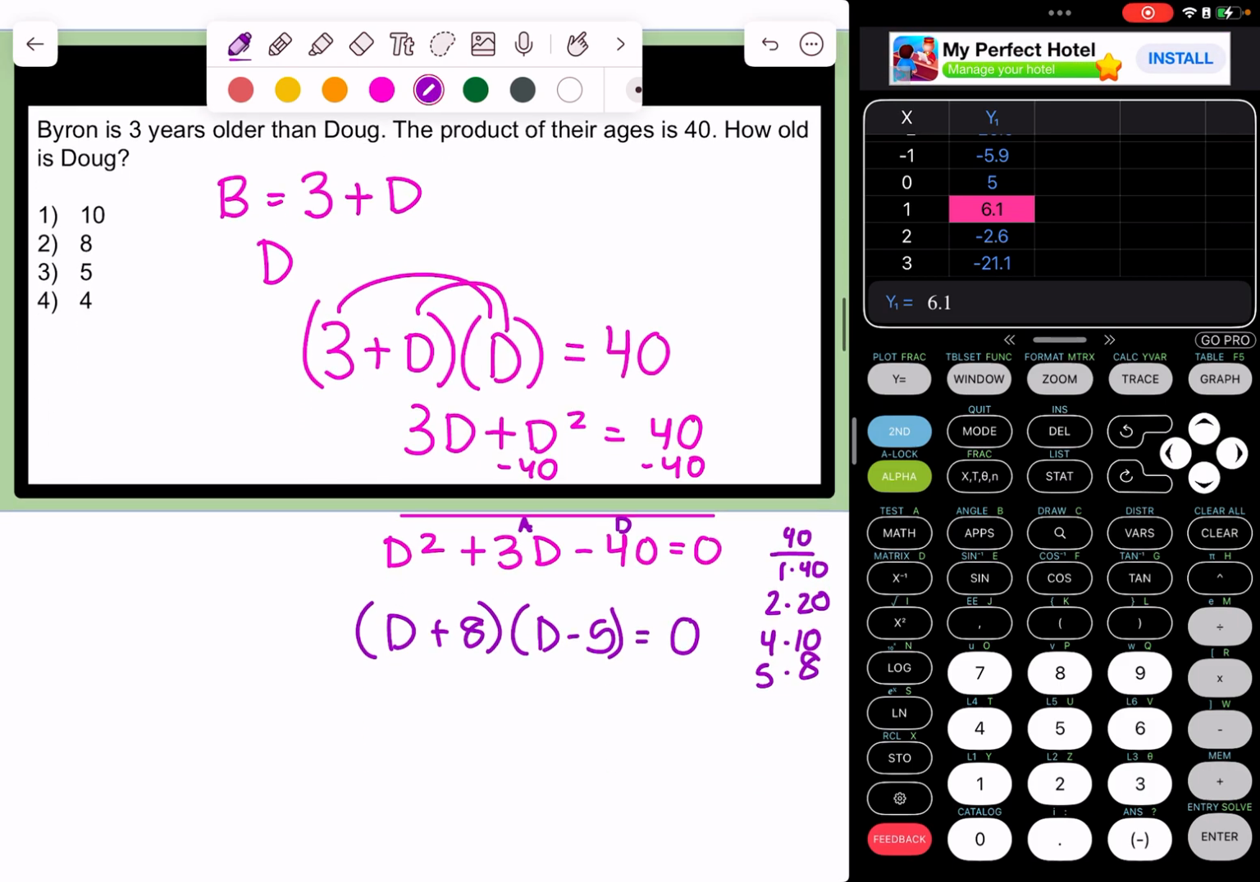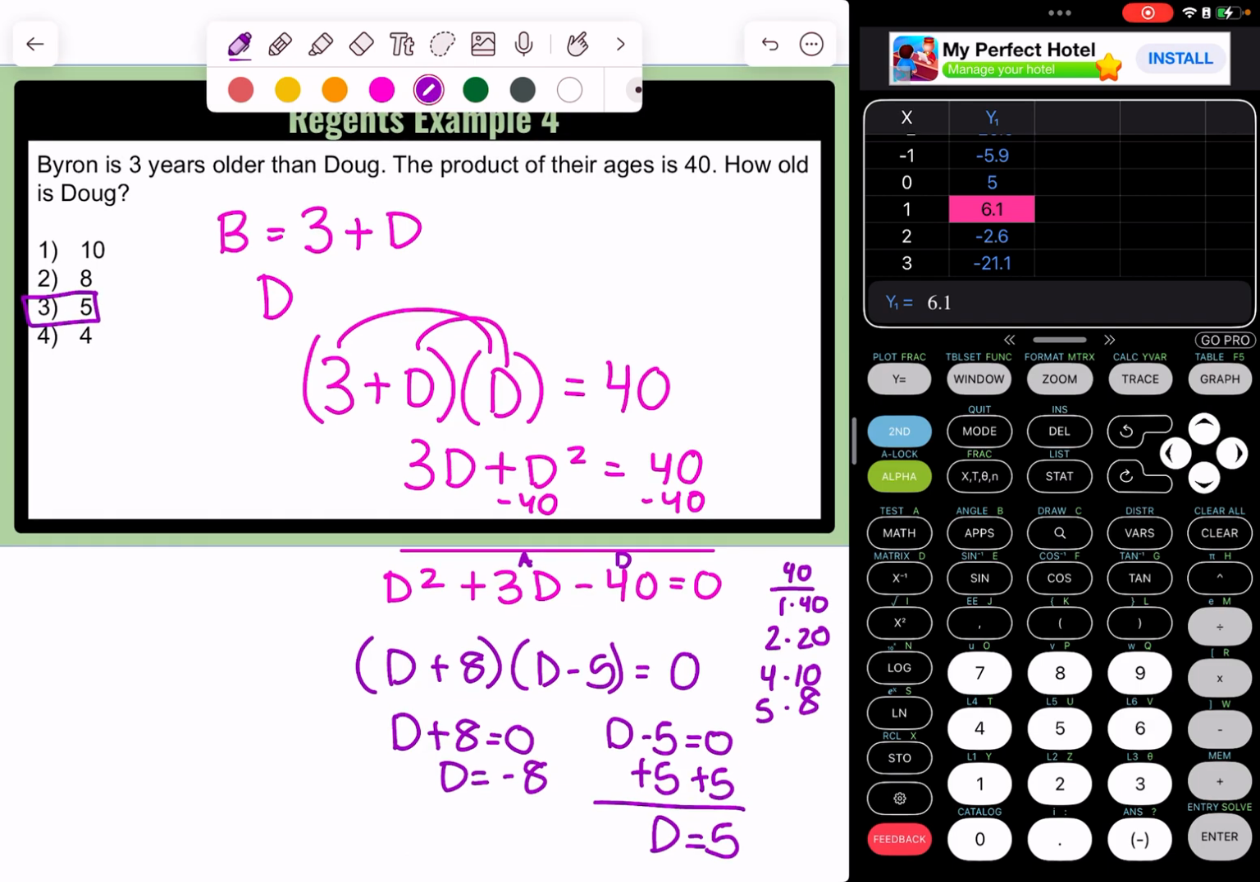Now we could set each of these equal to 0. D plus 8 equals 0. That's going to give me that Doug is negative 8 years old. I don't think that makes sense. Or D minus 5 equals 0. Let's add 5 to both sides. That would give me Doug is equal to 5. That makes sense.